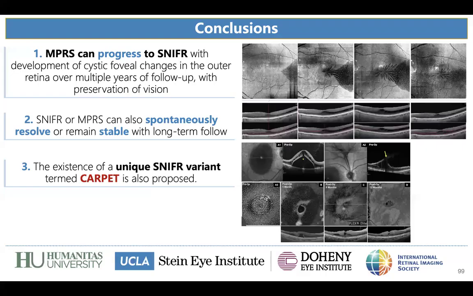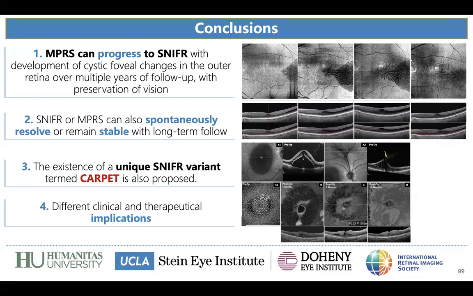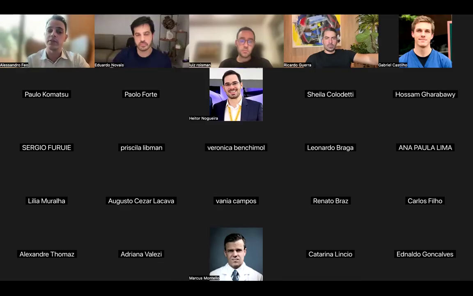And of course, there are some different clinical and therapeutical implications because sniffer can be relatively safely observed and only monitored without need for intervention, while carpet, which is more severe, more aggressive, with more pronounced mid-peripheral traction, can actually merit and deserve a more aggressive and surgical approach to solve the schisis and improve vision.